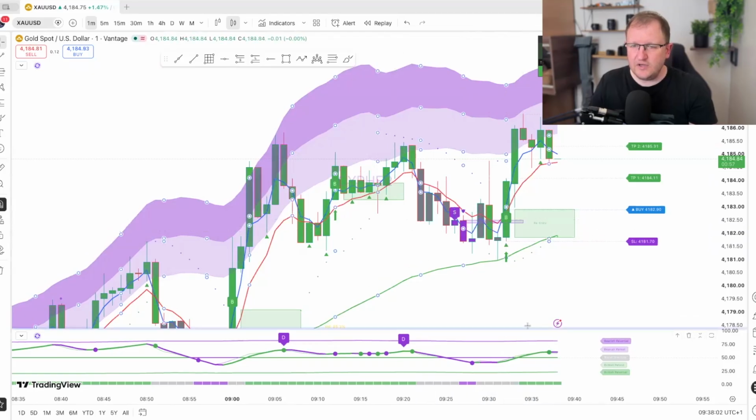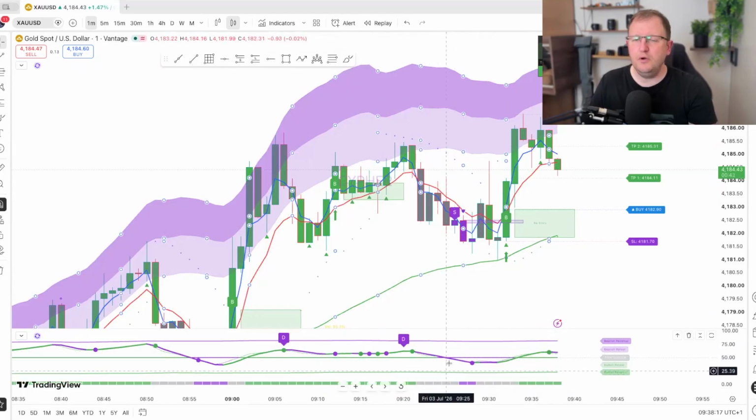Now, the other thing we'll look at is down here, we have this pulse line. This really does help us avoid getting trapped in any reversals. Now, what I'm going to be looking at here is this middle line here. So we've got a green line here, and then it turns purple, and it turns green. So remember, purple means sell, and green means buy.